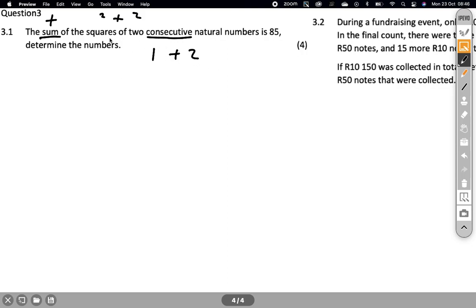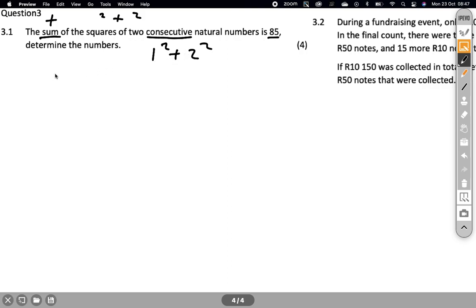So now, since they said the sum of two squares of two consecutive numbers, it must be something like this. Then they say the sum gives us 85, determine the numbers. This is just an example that I'm showing you to account for consecutive. But now we don't know the numbers that they actually added.